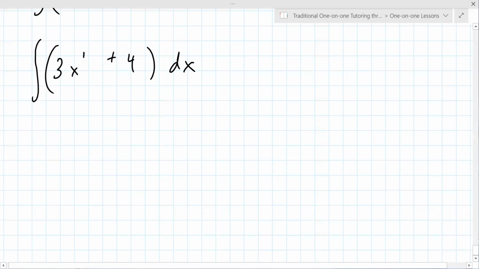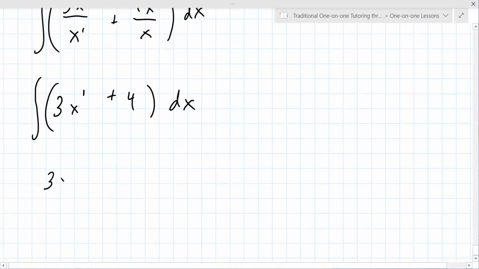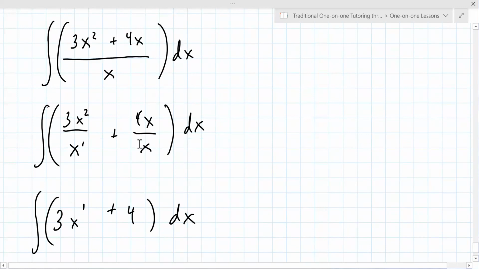Wait, how? Well, you divide, right? x squared over x to the 1 is 3x to the 1, right? And then x over x just becomes 4. So there's no natural log absolute value of x. It's 3x squared over 2 plus 4x plus c. Wait, how did you get the 4? 4x divided by x. Okay, the x is canceled.